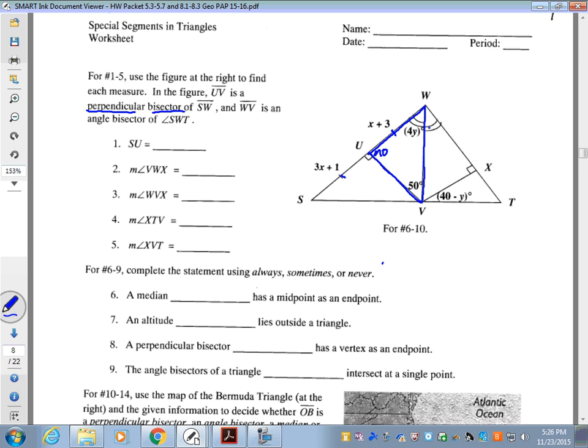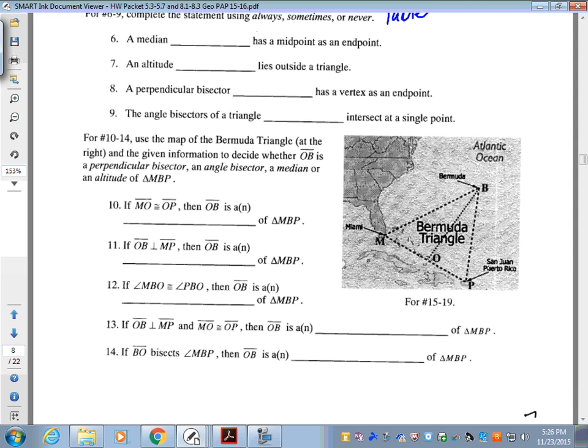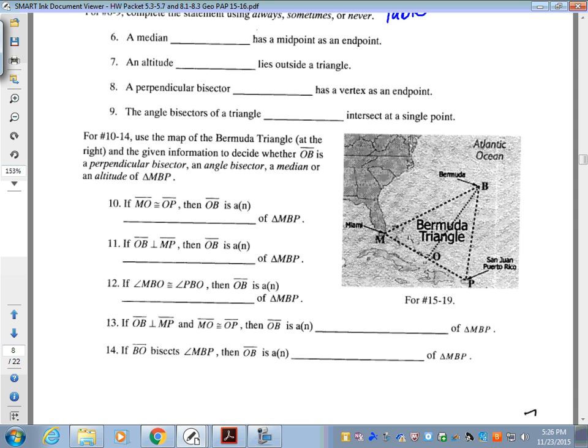I would, again, use the table that was given to you to help you determine, look at your pictures on the back. And then, again, you just determine if it's a perpendicular bisector, angle bisector, or median. Use your table to help you problem solve on this problem as well.